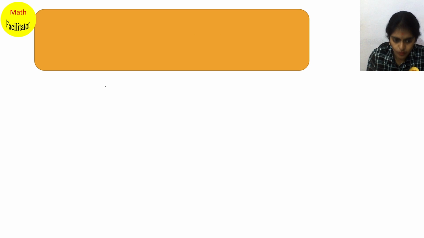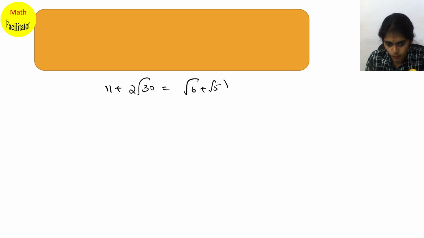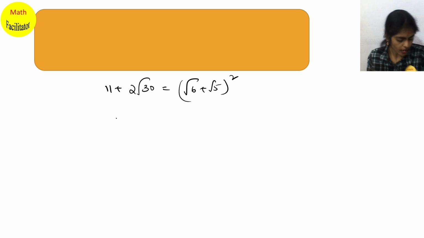whole square. So 11 plus 2 root 30 you are able to write as root 6 plus root 5 whole square. Did you all understand this? How did I write? Simple. 30 I can write as 6 fives. 11 I can write as 6 plus 5. And this is of this form. Clear beta?